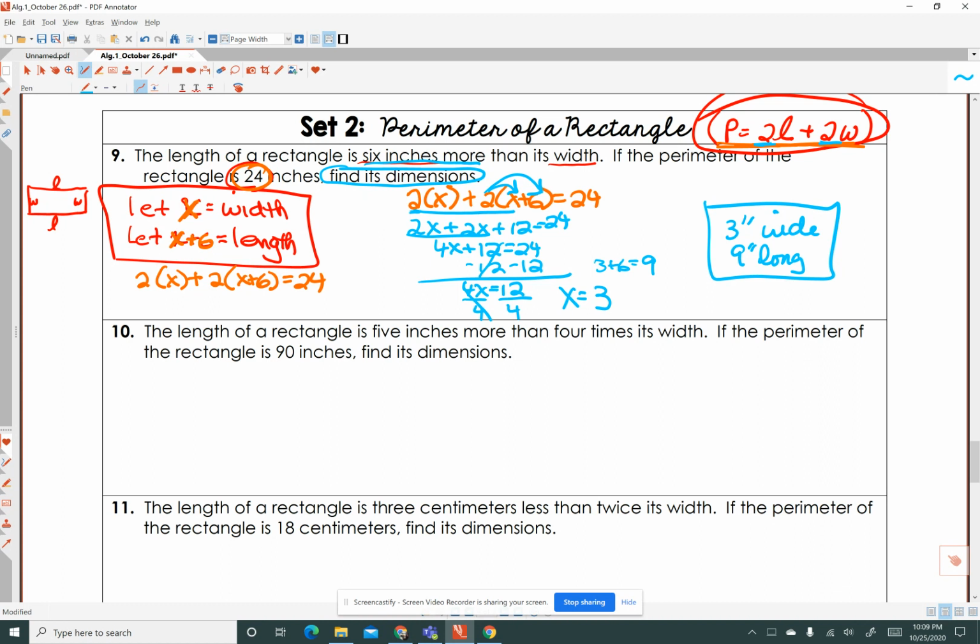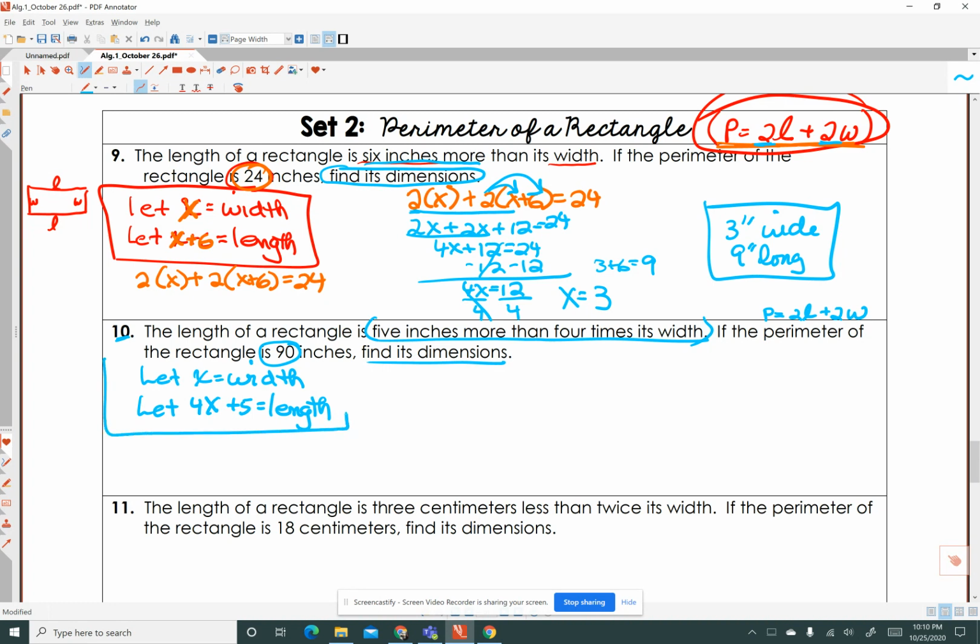Again, we're going to use P equals 2 length plus 2 width for this next problem as well, for number 10. The length of a rectangle is 5 inches more than 4 times its width. If the perimeter is 90, find the dimensions. So we'll let x equal the width. And then 5 inches more than 4 times its width. So that would be 4x plus 5, and that would equal the length. And there's our x box.